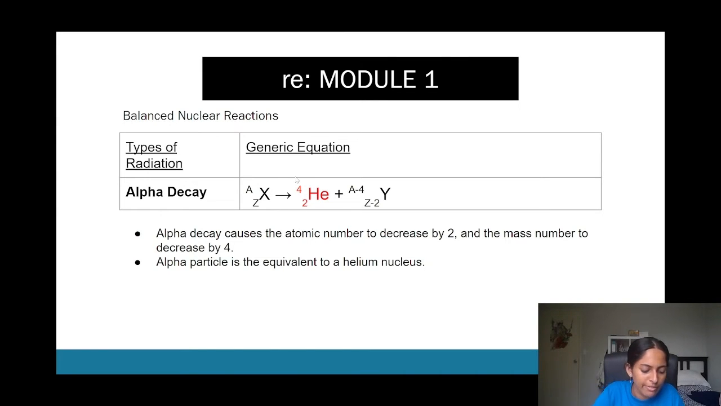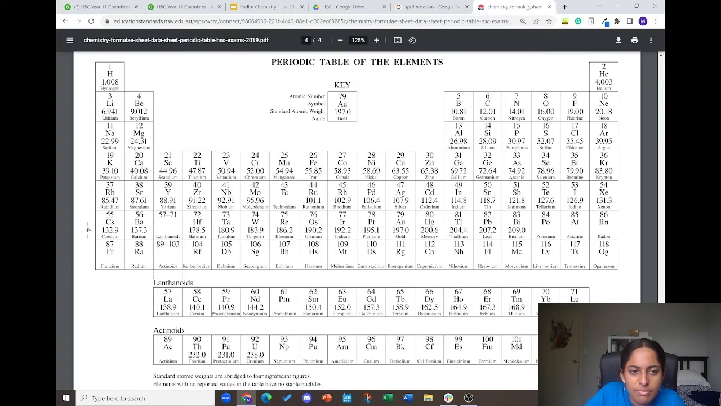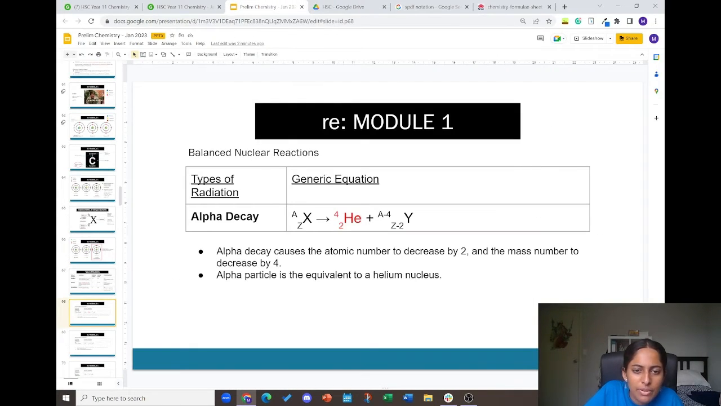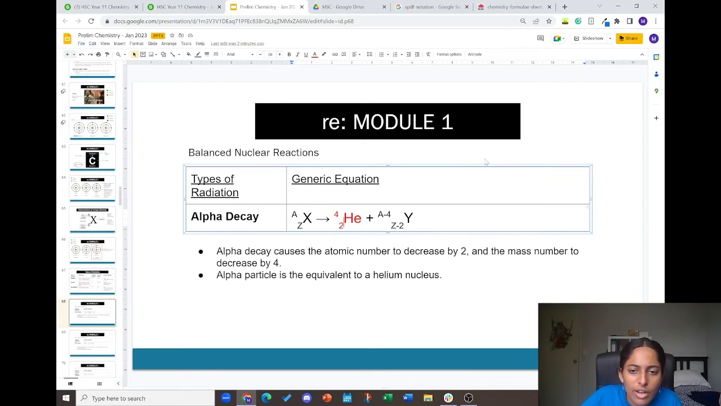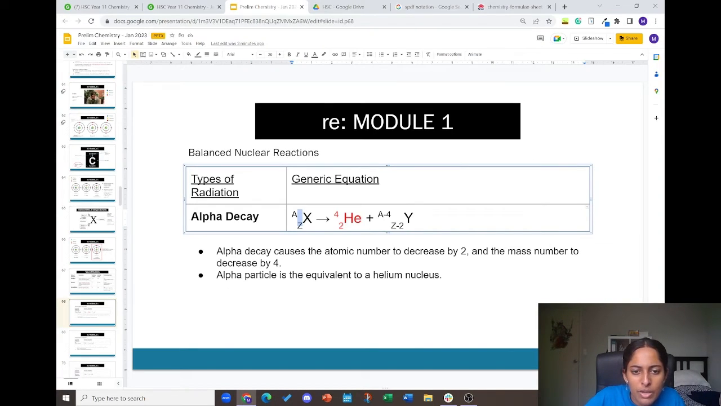If we were to apply this in a real life scenario, let's say oxygen, or even carbon. Let's take carbon. If I have carbon, with 12 over here and 6 over here, 12 minus 4 will be 8 on the top, and the bottom one will also change. You have 6 minus 2 becoming 4, so it'll be 8, 4. Then you just need to figure out what element has an atomic number of 4, and in this case it's beryllium, right? So it'll go from carbon 12-6 to helium 4-2 plus beryllium 8-4. So that's how you structure it. Hopefully that makes sense.